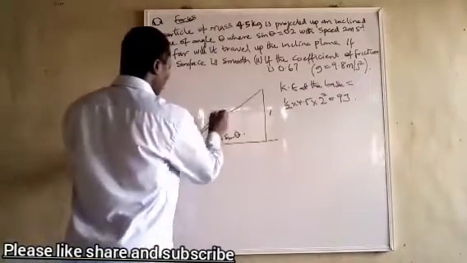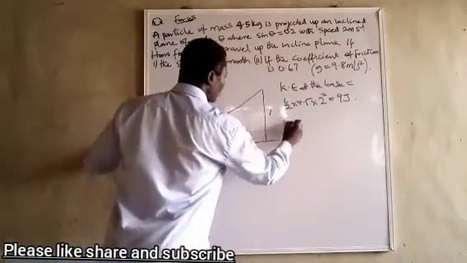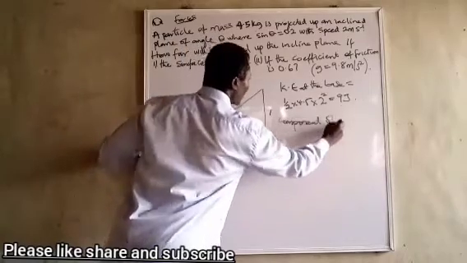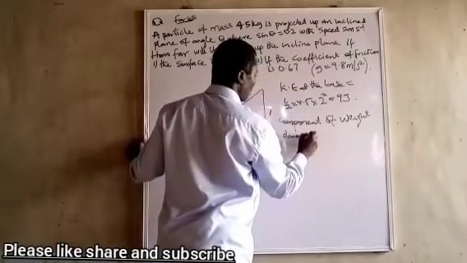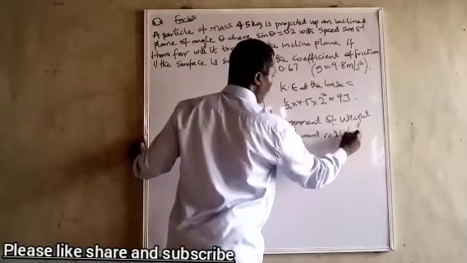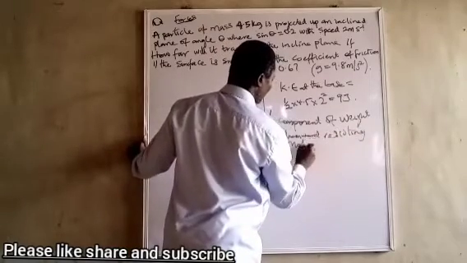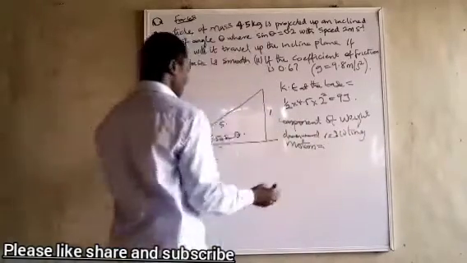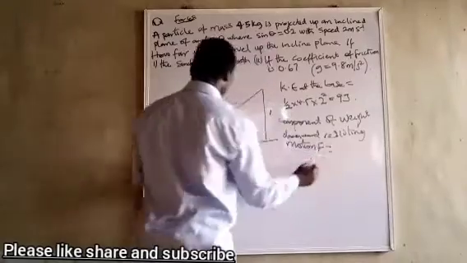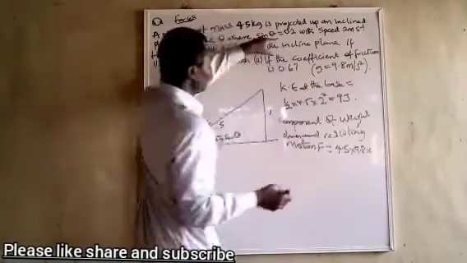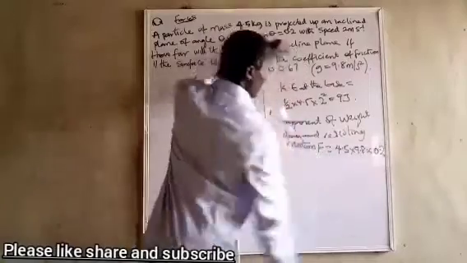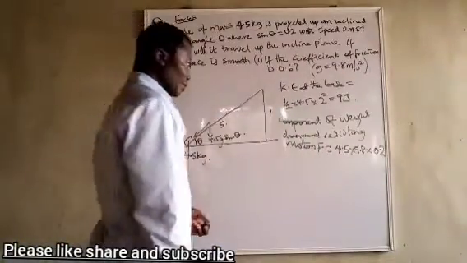Now, the component of weight downwards resisting motion is equal to, let's call that one F, is equal to 4.5 times 9.8 times, we are told, 0.2. You can see, times 9.8 times 0.2.